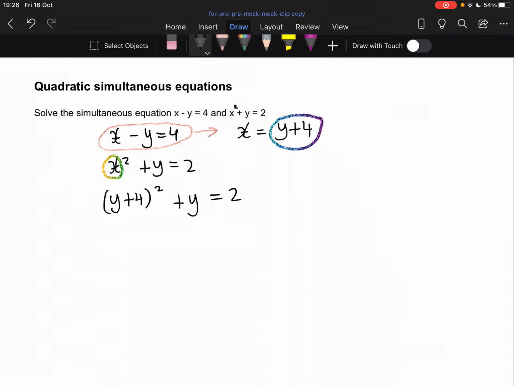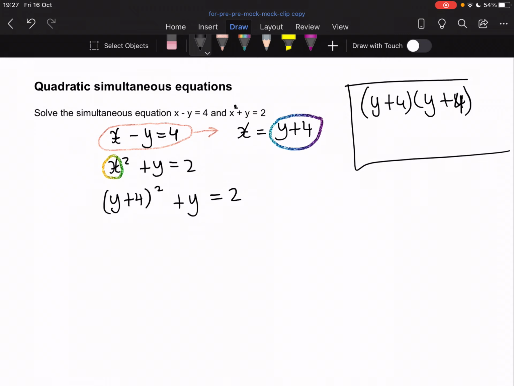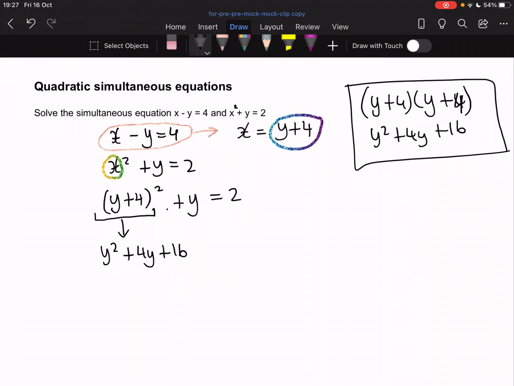Obviously, I need to expand the bracket, collect like terms, make it equal to 0, and solve this quadratic, because it's going to end up being a quadratic. So if I square y plus 4, that means y plus 4, y plus 4. If I expand and simplify this, I'm going to get y squared plus 4y plus 16. That's it, expanded and simplified. Obviously, I haven't done anything with the plus y and the equals 2, so I bring it down.